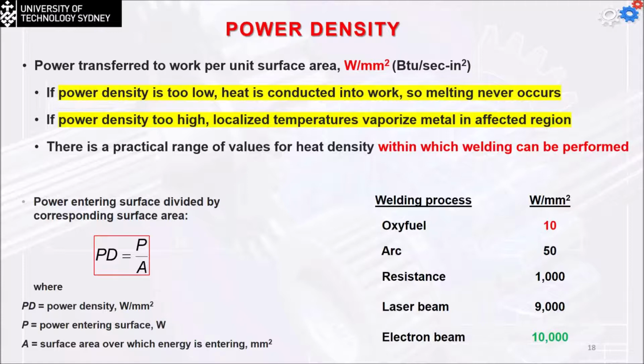For the range of power density, for oxy-fuel, I should stay within 10 watts per square millimeter. For arc welding, it's 50 watts per square millimeter. For resistance welding, it's 1,000. For the laser beam, it's 9,000. And for the electron beam, it's going to be 10,000.